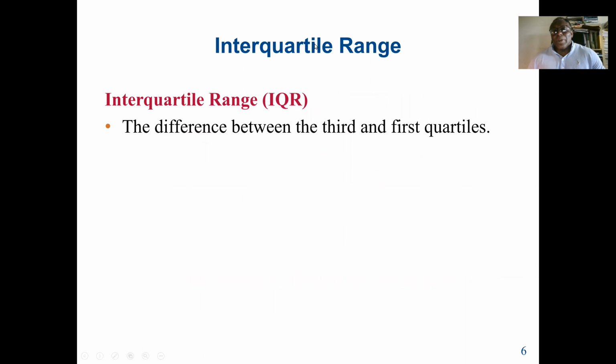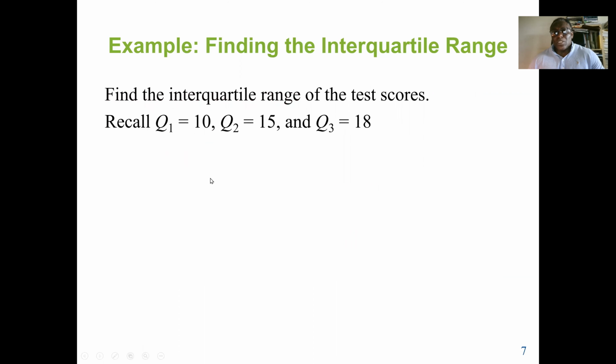So next, we're going to talk about the interquartile range. Interquartile range is the difference between Q1 and Q3. So the formula will be Q3 minus Q1. And normally, again, we use it a lot when we are looking for the outliers of our given data set.